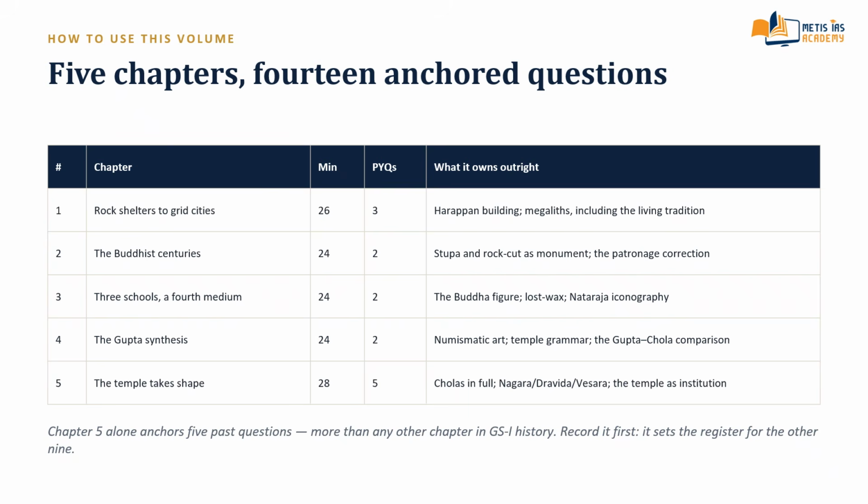So that is what this part is built to do. Every chapter takes the questions that have actually been asked and works backwards from them. What is the claim? What is the evidence? What does the evidence prove? Where does it stop proving? And what can you actually write in 150 words? So this is what we are going to discuss in this part as far as art and architecture volume number 1 is concerned.